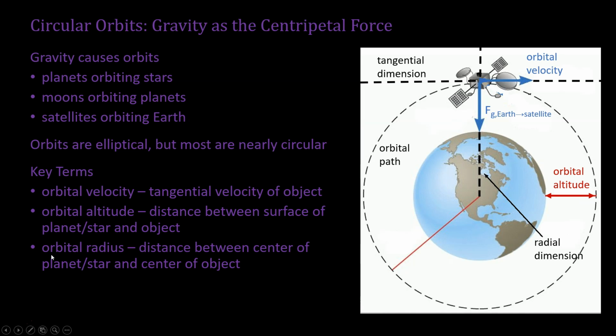Not to be confused with the orbital altitude is the orbital radius, and that is the distance between the center of the planet or star and the center of the orbiting object. In this case, it's the distance between the satellite and the center of the Earth.